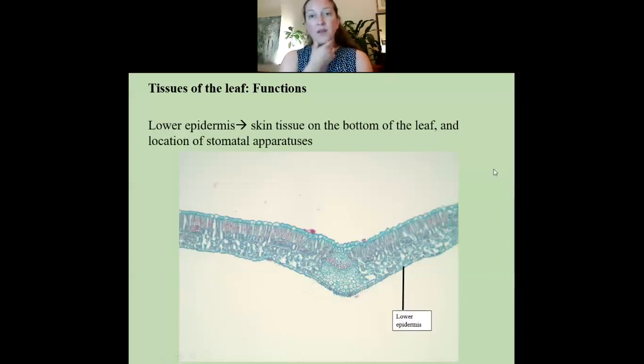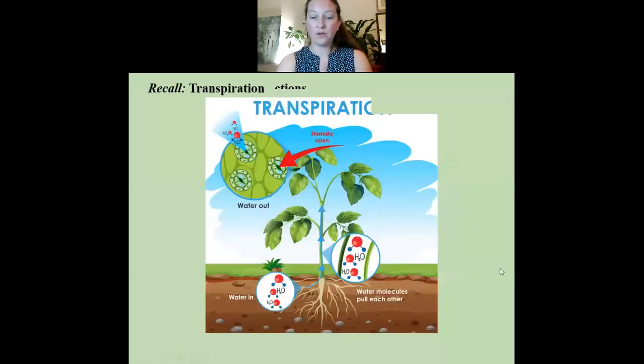And as I mentioned in the previous slide, there's a lower epidermis as well. It also serves to protect, but it is more importantly the location of those stomata. So those holes that we talked about. And recall that those holes, which are here on this top left, are where water vapor is able to leave the leaf and actually pull water through the entire plant body. So the stomatal apparatus is very important, right? Here's water, and it's able to go through the entire plant because it's being released as vapor through these holes.